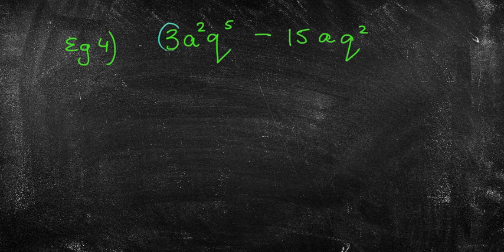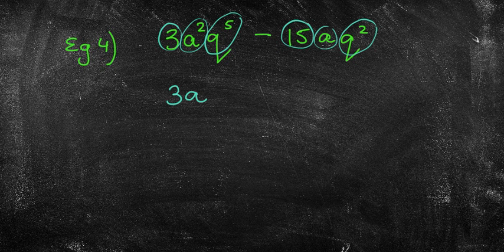So I first look at my numbers. We've got a 3 and a 15. So what's a common factor between both of those? Well, hopefully you recognise that 3 goes into both. I've got a squared and a. So what goes into both of those? Well, a to the power of 1, or just a. And this is the tricky bit. I've now got q to the 5 and q squared.